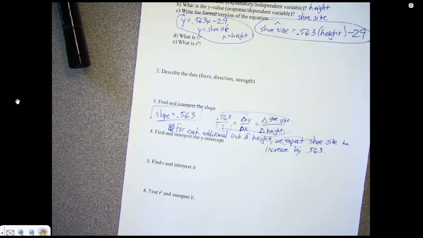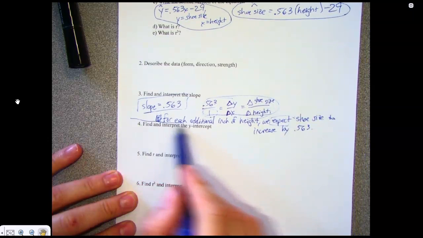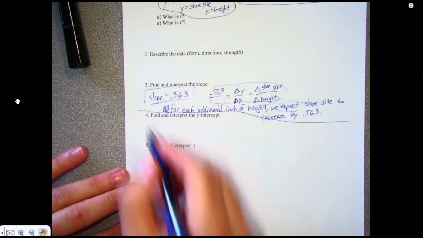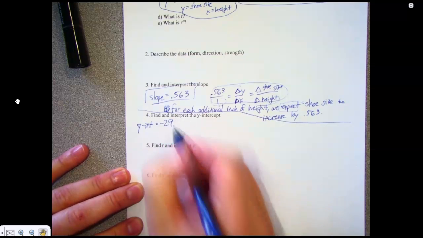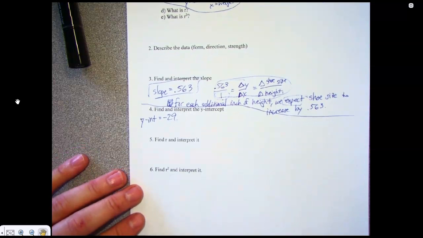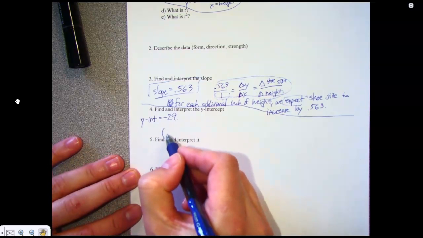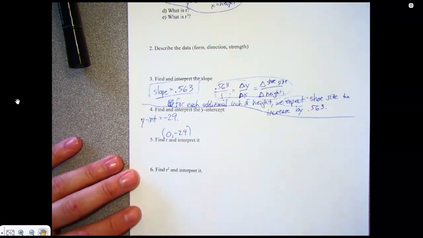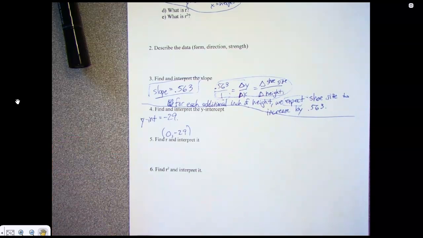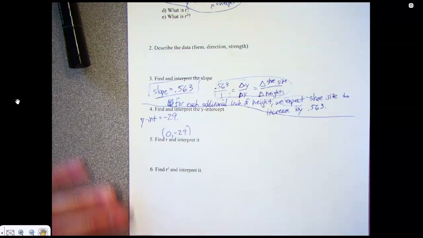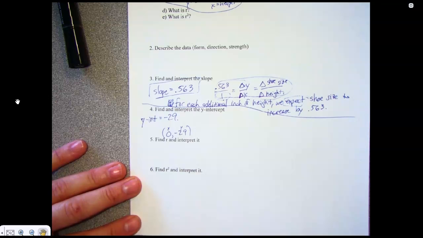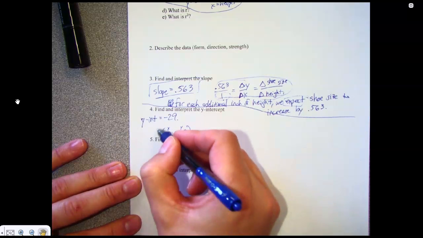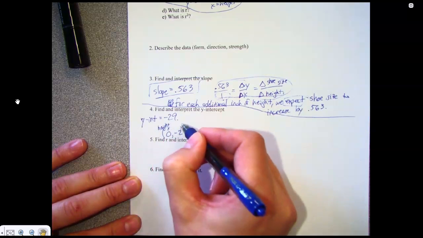Let's go like this. Okay, find and interpret the y-intercept. Well, what is the y-intercept? Negative 29. That is really a point, 0, negative 29, isn't it? I don't have to write that, but again, I'm just trying to help you organize your thoughts. And then this is your x value, and this is your y value. And what's x in this case? Height, right? So this is your height, and this is your shoe size.